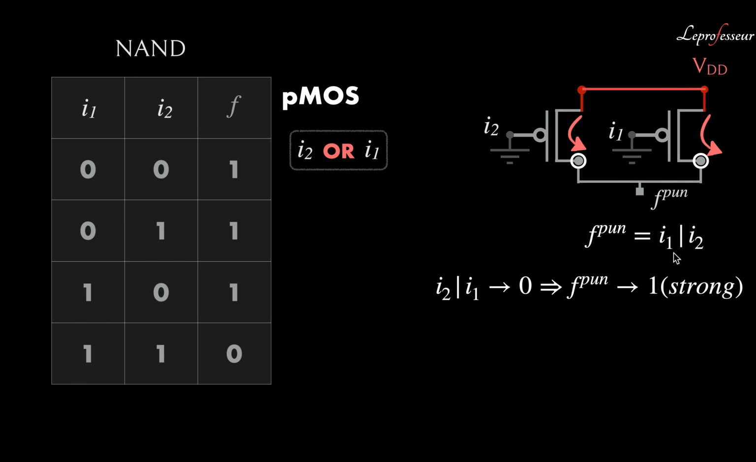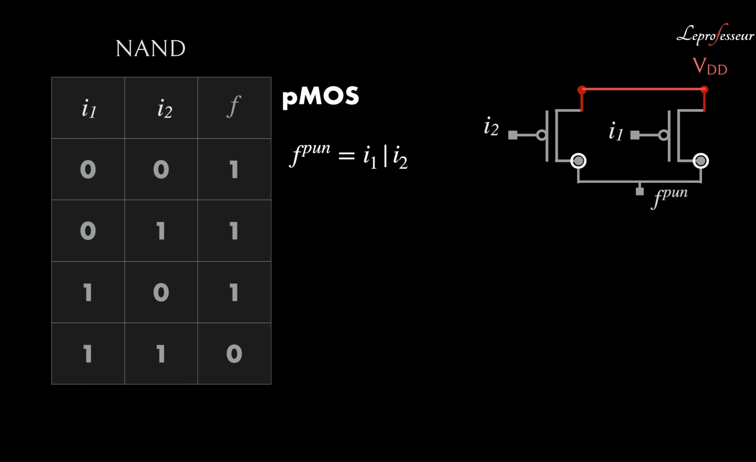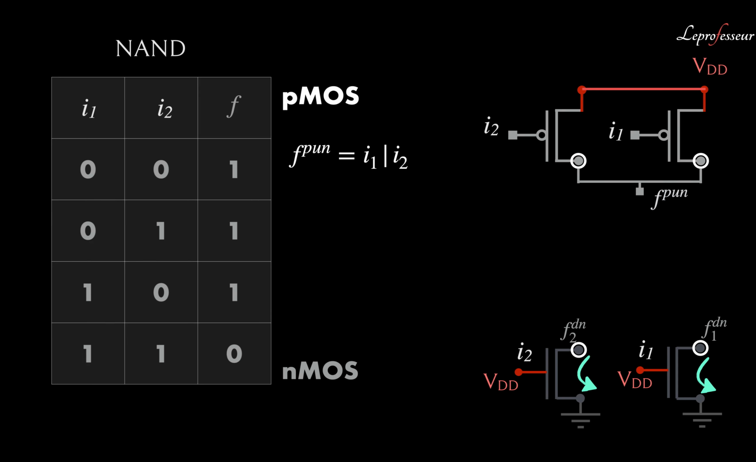F P1 is equal to I1 or I2. Remember this equation. Good. Now let's look at the NMOS. So we have discussed about the NMOS just a few minutes back.